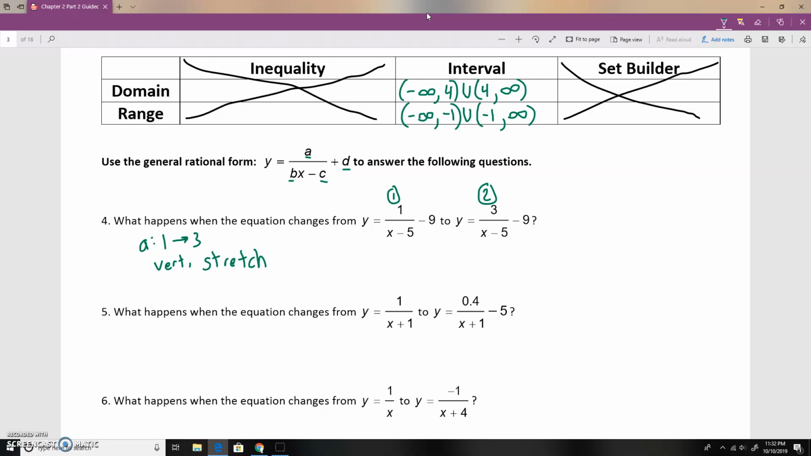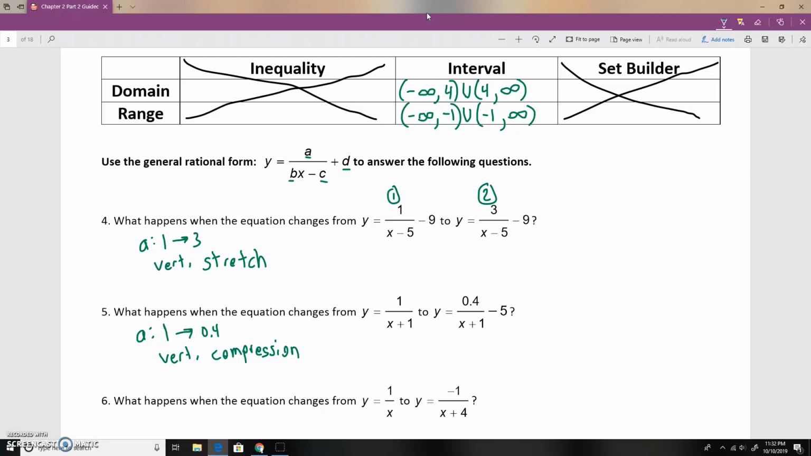All right, so let's look at number 5 here. Number 5, we've got a couple things going on. We've got a changing from a value of 1 to a value of 0.4. Okay, so our a value is getting smaller. It's actually a value smaller than 1. So we've got a vertical compression happening here.